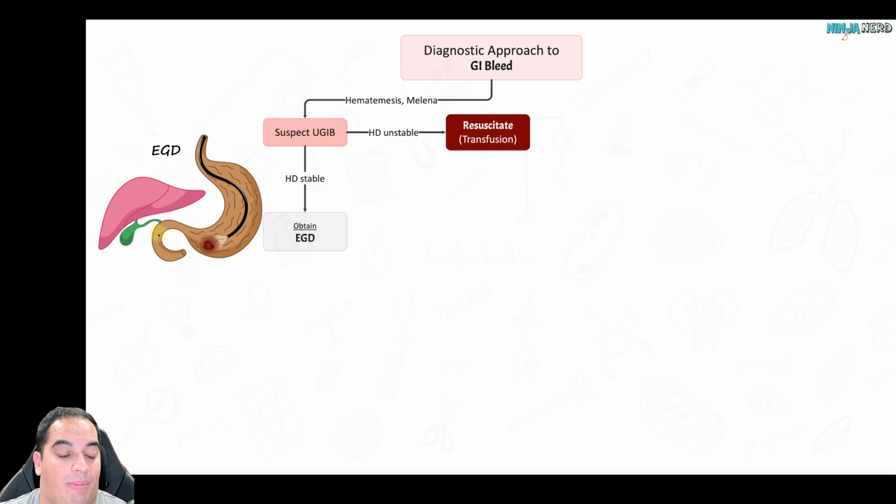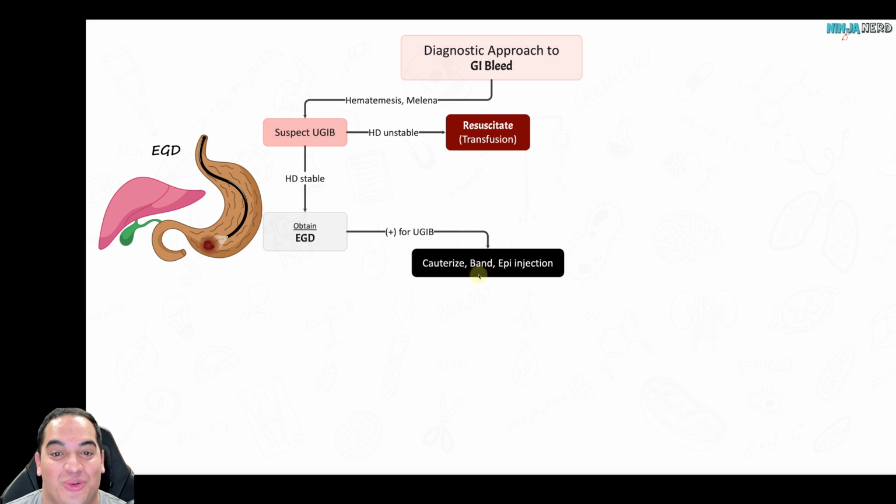Is there, again, a peptic ulcer here, or is there an aortoenteric fistula? I'd be able to visualize that right away. Now, if I do see it, the beautiful thing about this is that I have the opportunity to treat it. So sometimes if it's a smaller bleed, I can cauterize that, so I can burn the area where it's bleeding, or maybe I can band it off.